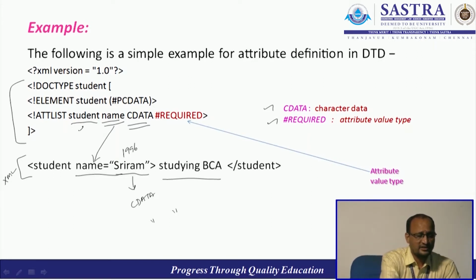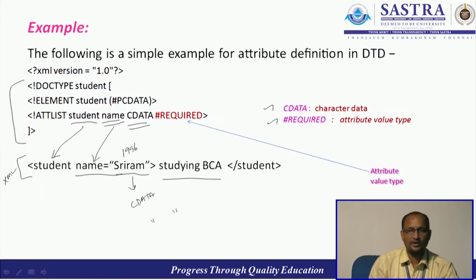Student is a tag that I have given in the XML document, and I am specifying what type of content the name attribute will have, that is character data. I have specified here that you can give anything between opening and closing double quotes, and I have specified the attribute type, which is #REQUIRED. What other types are possible, we will discuss in the forthcoming slides.